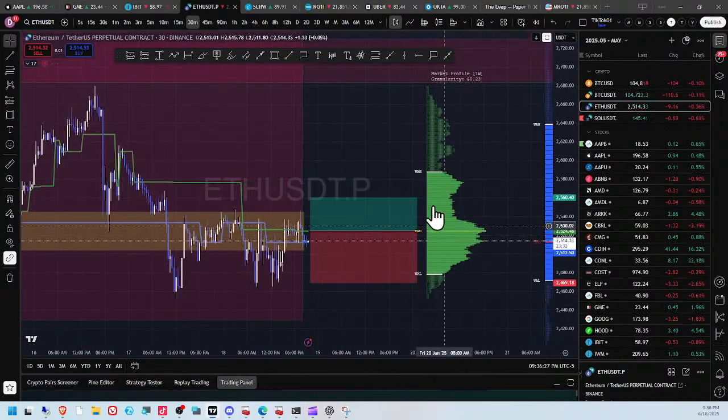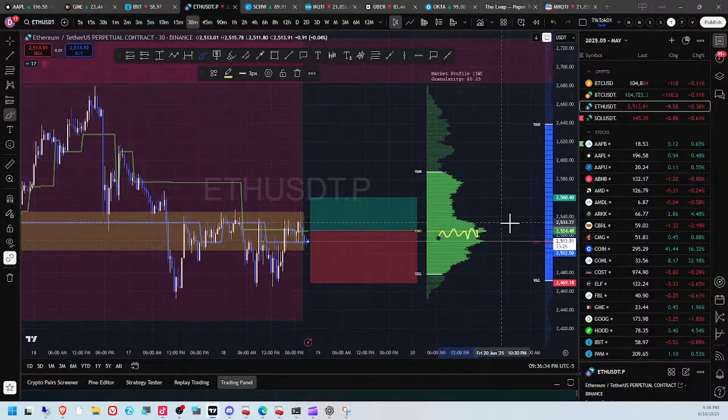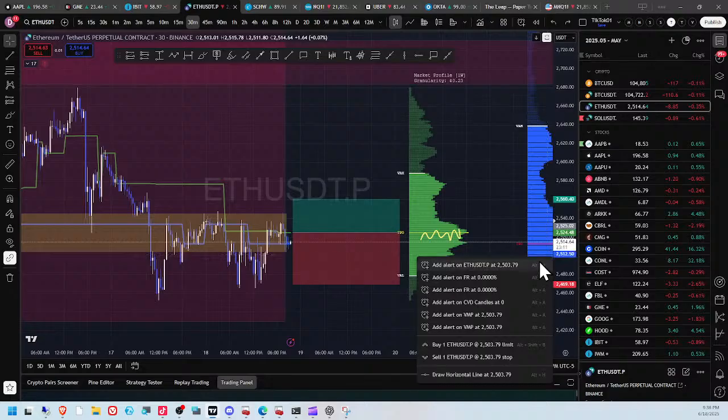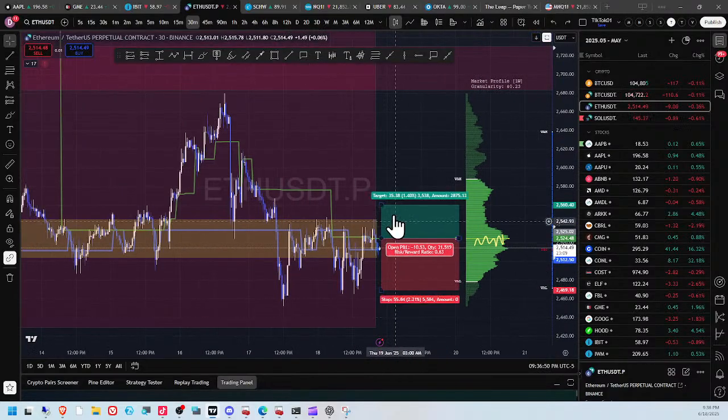You might see it chop around in this section here, but once it breaks this level, which is 25.36 or so, the top of this section here, then you might see price go more to the upside. So I'll set an alert above and below the range just to see what price does short term.